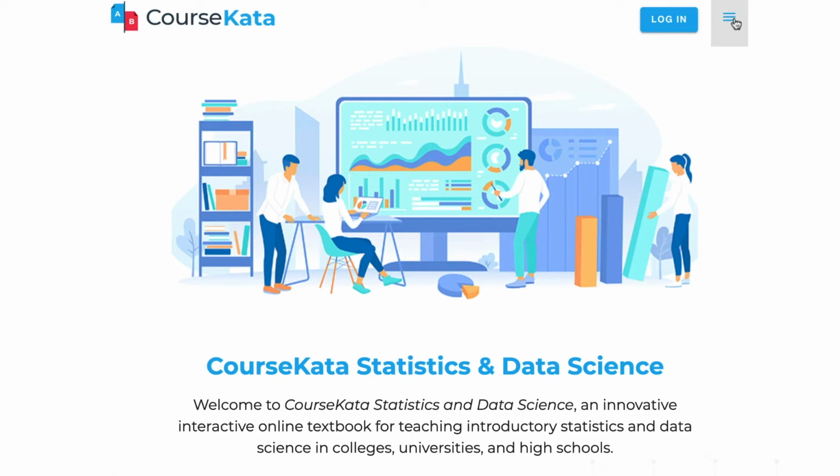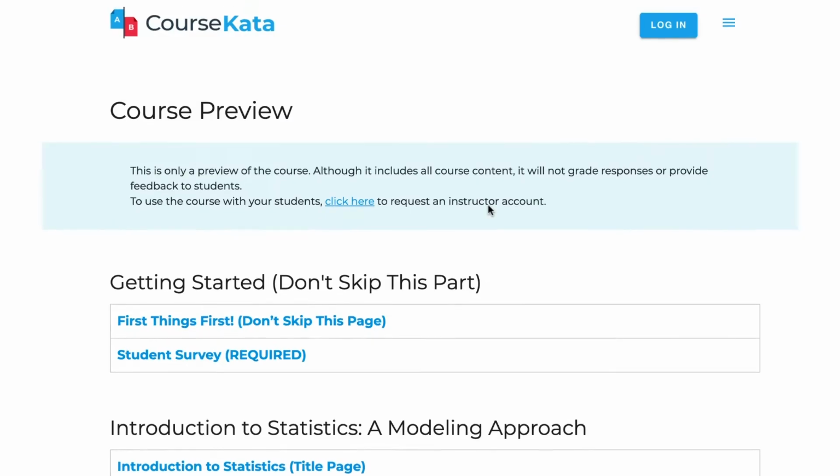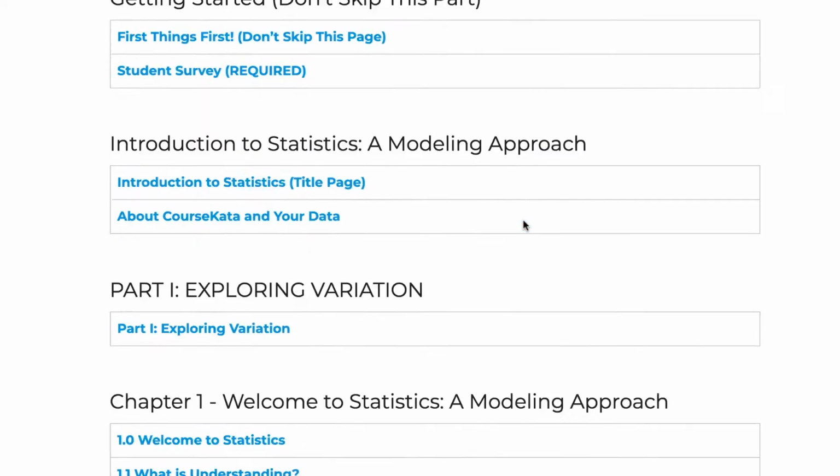So what does the textbook look like? Go to CourseKata.org for a preview. You'll be able to see all of the course content. But to use these materials with your students, contact us for an instructor account.